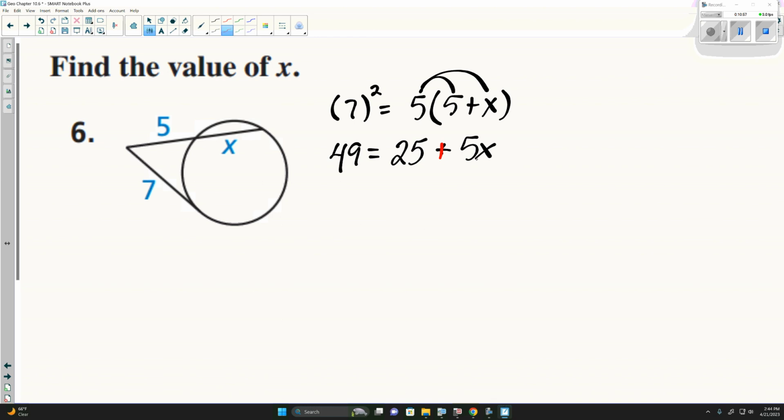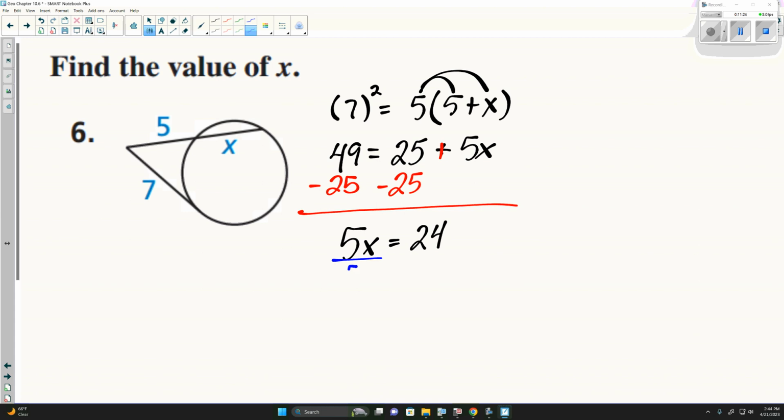Yeah, that was unfortunate. Well, luckily it's not. Otherwise, a lot of stuff would fall apart if that were the case. So our 5 times 5 would give us 25. 5 times x is our 5x. Now we do need to get x by itself, so we would subtract 25 from both sides. Divide both sides by 5. x is indeed equal to 4.8. And that's it. Questions on any of this here?